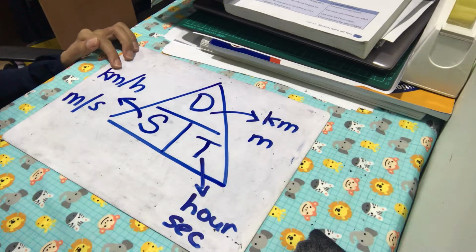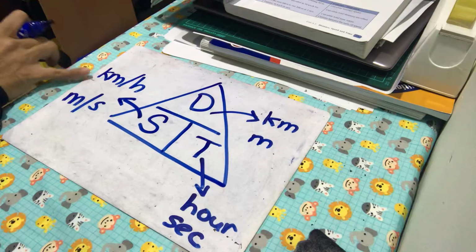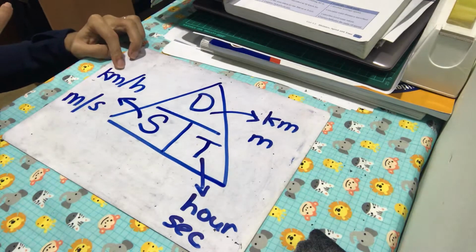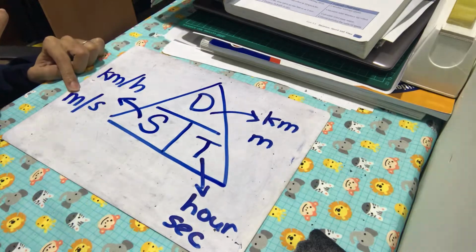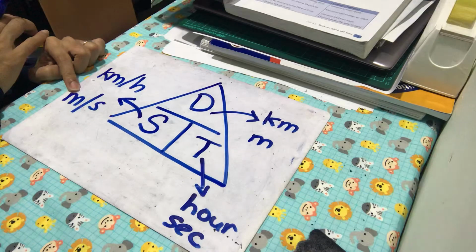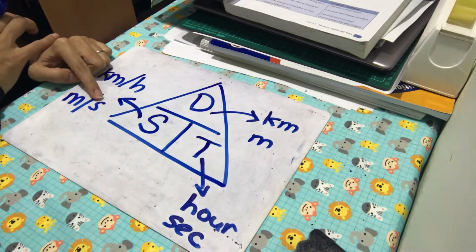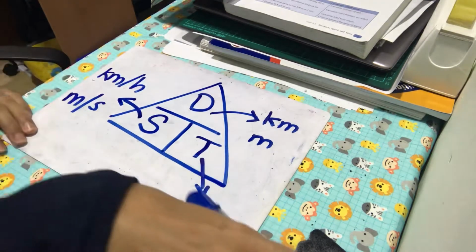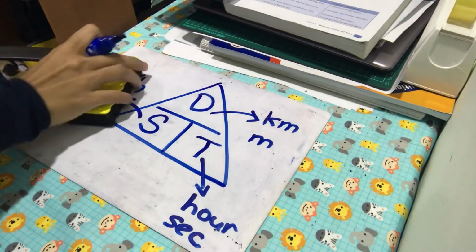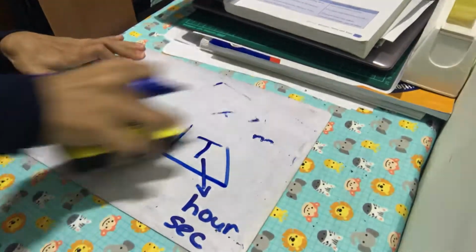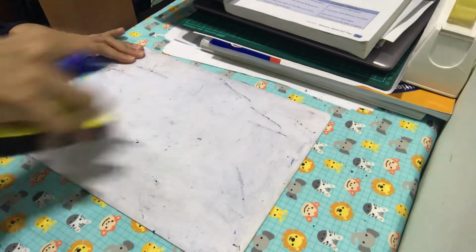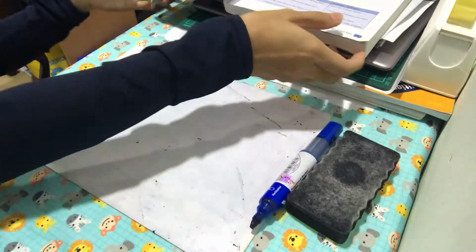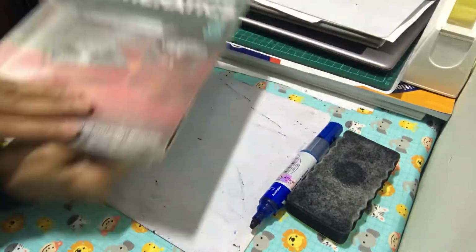If, let's say, the distance given is in kilometer, you have to change the minute to hour. But if the unit of speed in the question is meter per second, the time that is in minute, you have to change it to second. Simple. Alright, now we're done with this simple recall of the formula of speed. Now let us go to your example in your textbook.